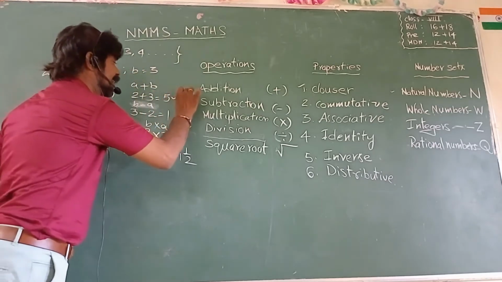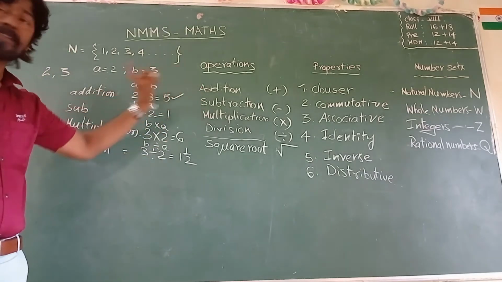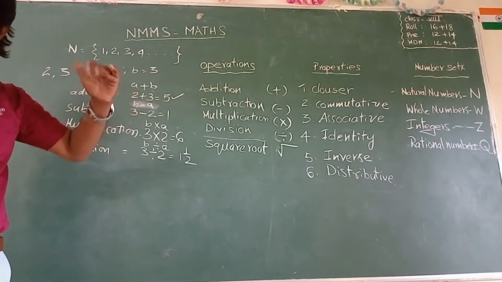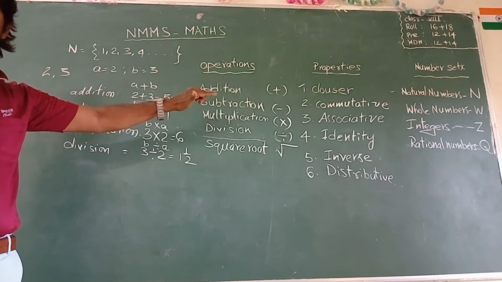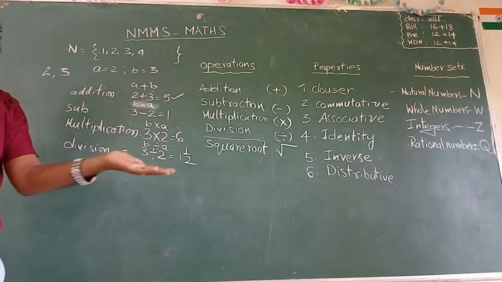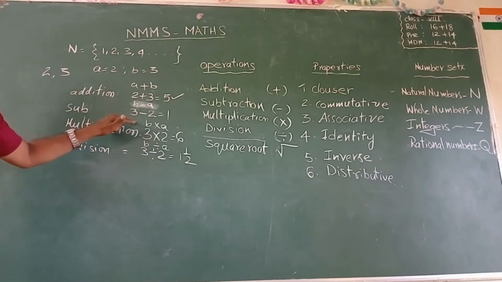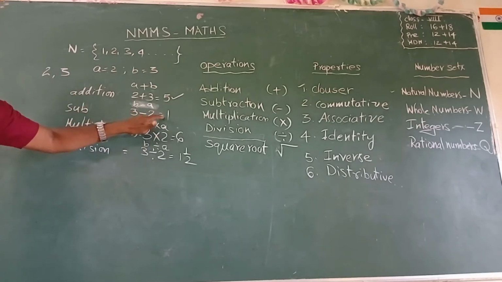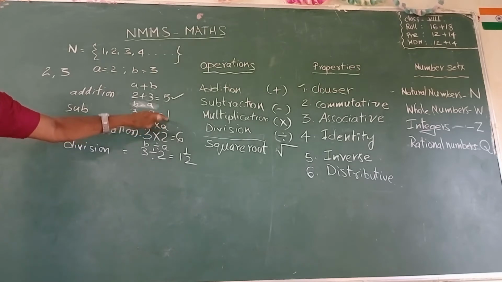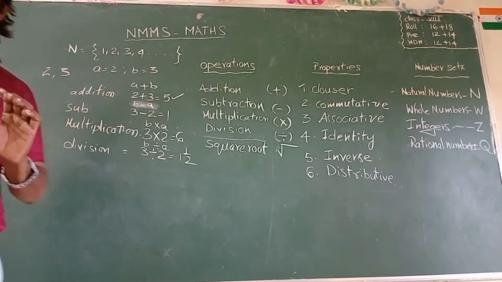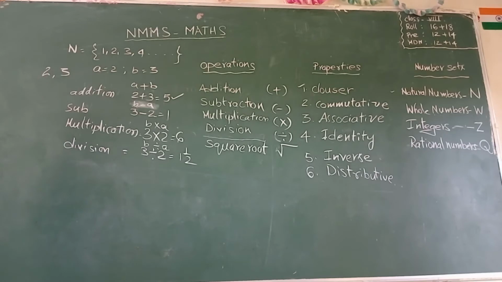So this is right. Is the closure property applicable to addition? For addition, closure is satisfied. Understand? For subtraction, 3 minus 2 is equal to 1. We get a natural number. For this number, it is okay. For this number, this is okay.